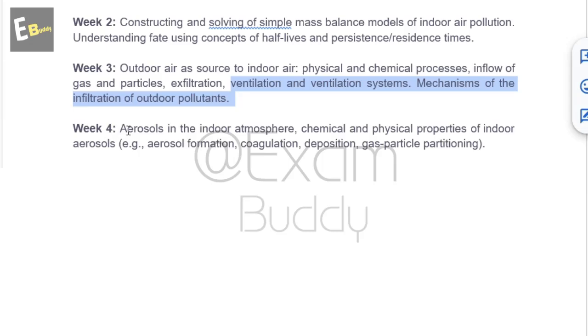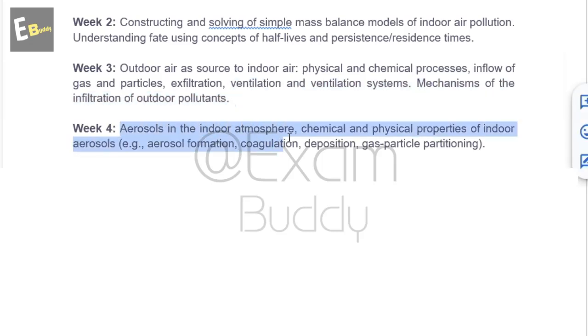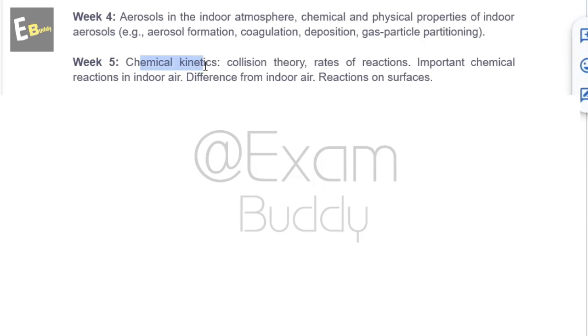And in week fourth, you have to study aerosols in the indoor atmosphere, chemical and physical properties of indoor aerosols, example aerosol formation, coagulation, deposition, gas particle partitioning. And week fifth is chemical kinetics, such as collision theory, rate of reactions, important chemical reactions in indoor air, and the difference of indoor air reactions from reactions on surfaces.